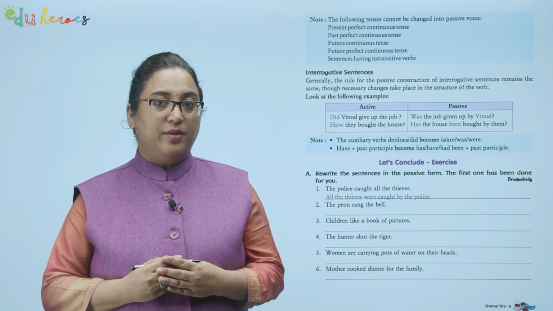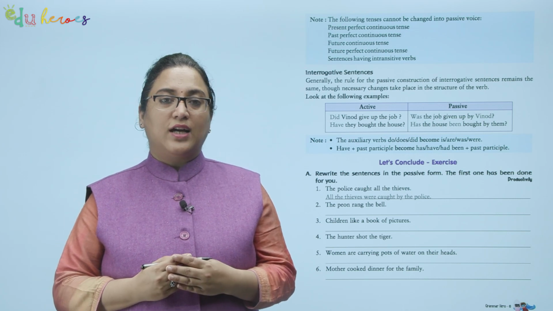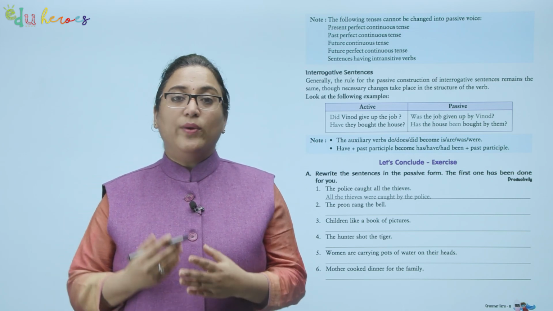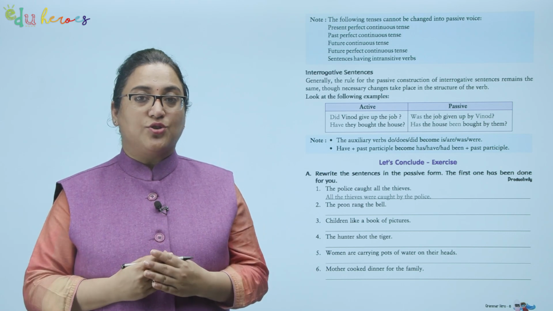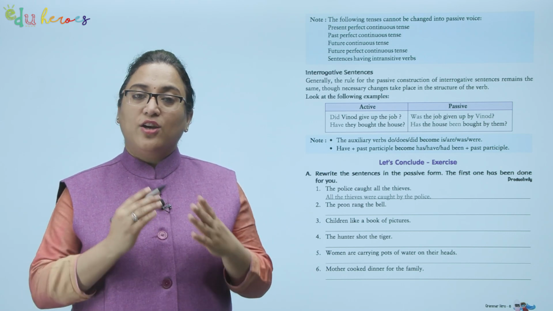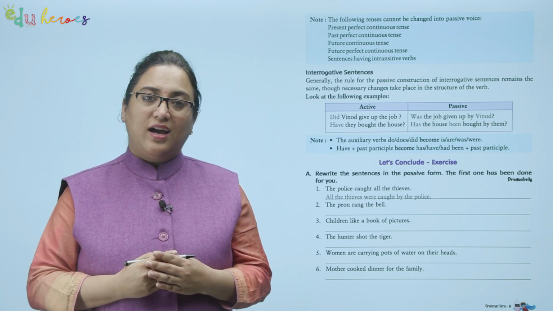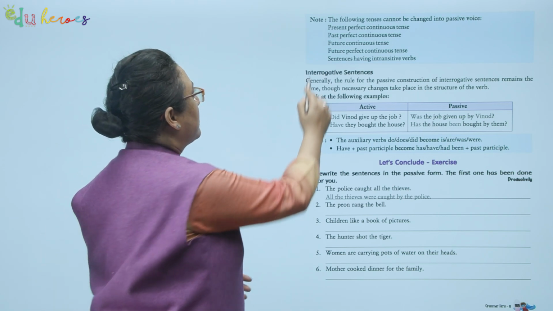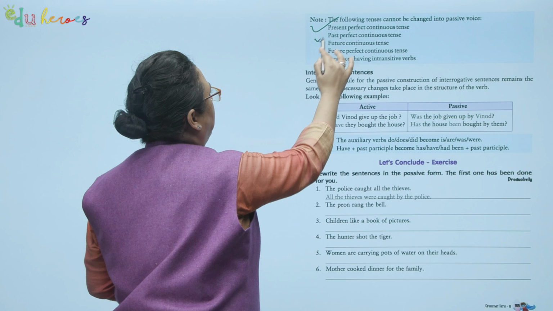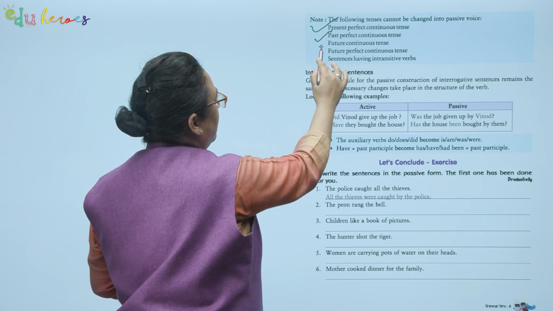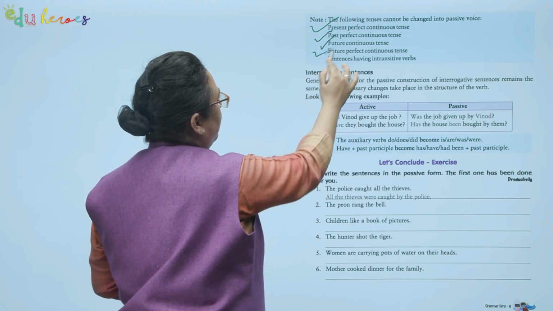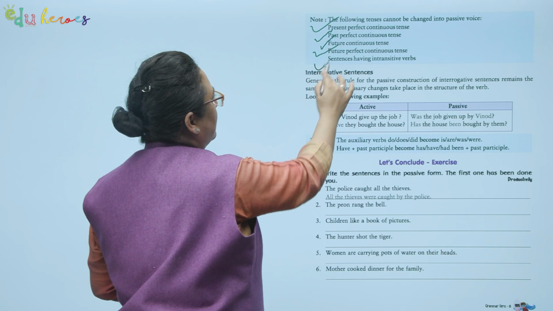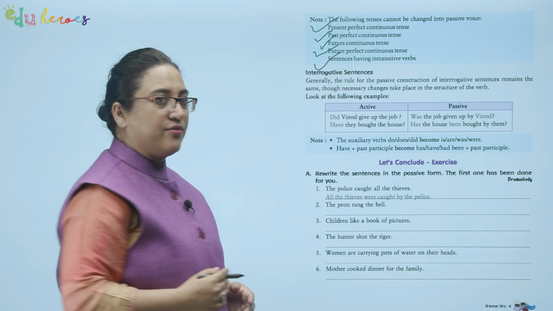Now there is something very important to note here. These are kind of exceptions. The following tenses cannot be changed into passive voice. They only are to be written in active voice. These are present perfect continuous tense, past perfect continuous tense, future continuous, future perfect continuous, and sentences having intransitive verbs.